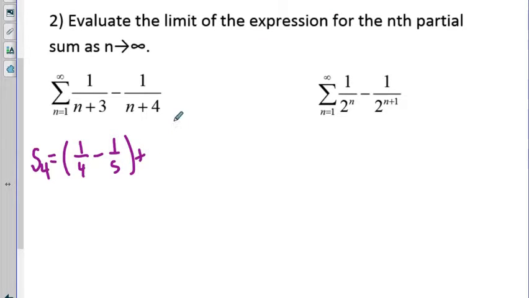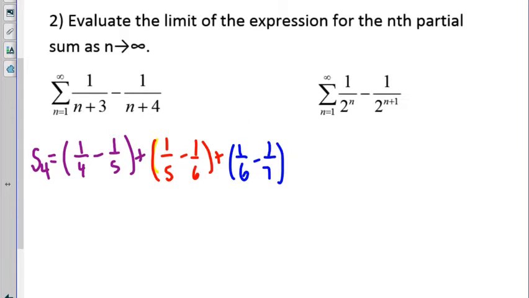Okay. Then my second term is what I add on to get the second partial sum, and that is a fifth minus a sixth. And then my next term is a sixth minus a seventh. And then the next one is a seventh minus an eighth. And hopefully what you see happening here is the fifths are gone, the sixths are gone, the sevenths are gone. So my fourth partial sum is actually a fourth minus an eighth.